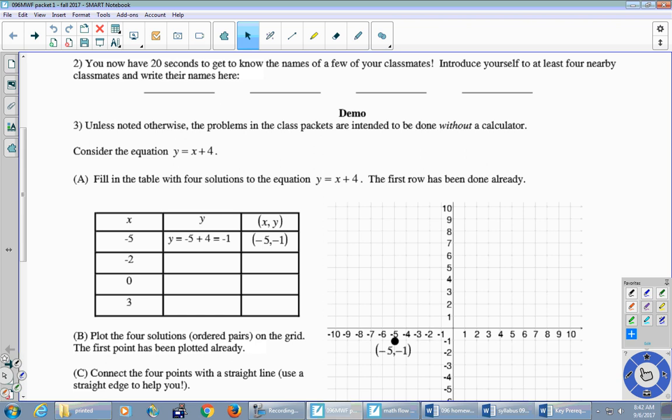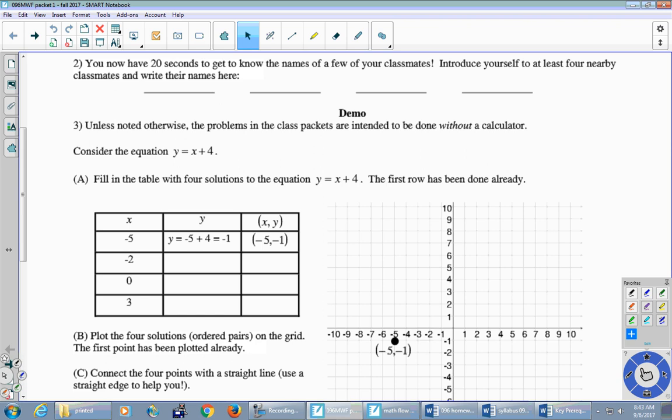Okay, so first thing up, this equation, y equals x plus 4. Ultimately, what I want us to do is graph that equation. So we're going to build to that by first filling in the table with 4 solutions to that same equation, y equals x plus 4. The first row has been done already. I have somewhat arbitrarily picked x equals -5. And if we substitute x equals -5 in for this x, instead of x plus 4, it's -5 plus 4, which is -1.